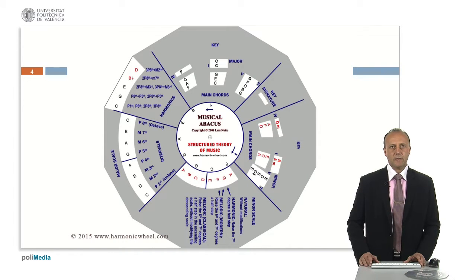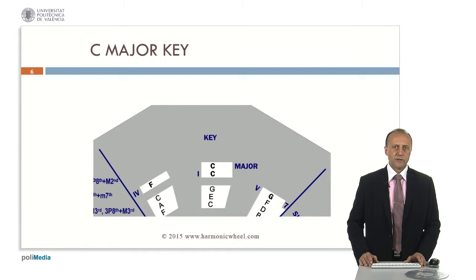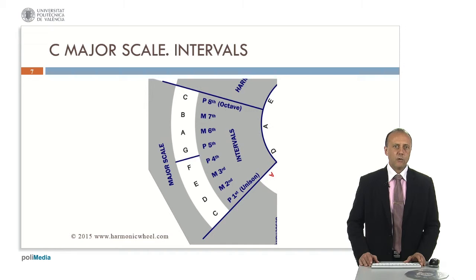Here we have the musical abacus in the position of C major, A minor. Here you can see the A minor. And in order to use it, for example, in the C major key, we have to put it in the upper part of the abacus, and then we directly find the major scale on the left. Here you can see C, D, E, F, G, A, B, C, and the corresponding intervals from the tonic of this scale. In a major scale, all the intervals from the tonic are perfect or major.